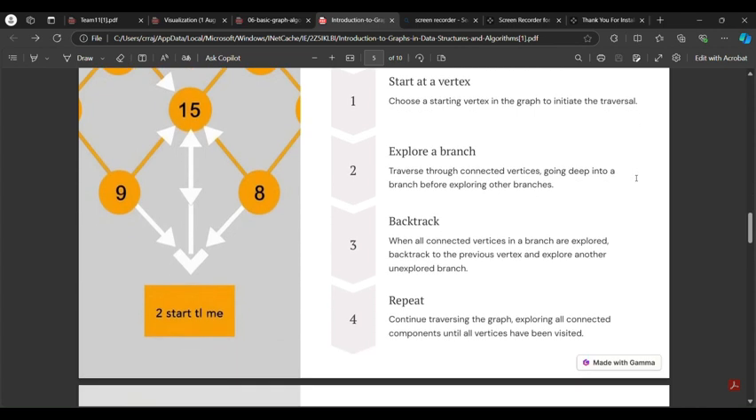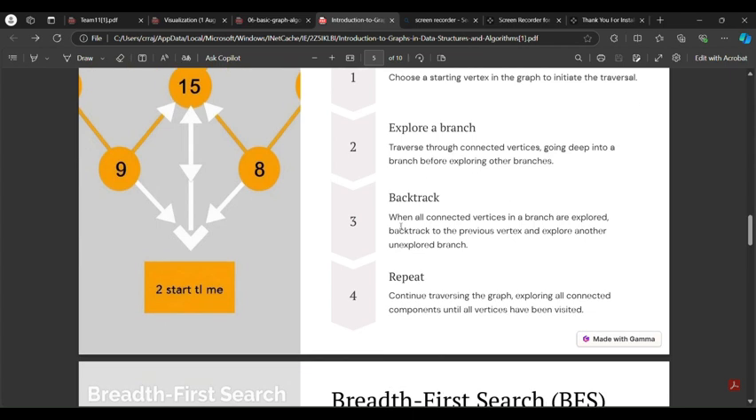Backtrack when all connected vertices in the branch are explored. Backtrack to the previous vertex and explore another unexplored branch. Repeat and traverse the graph, exploring all connected components until all vertices have been visited.